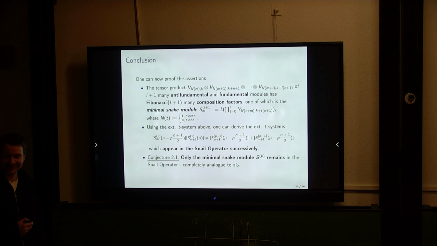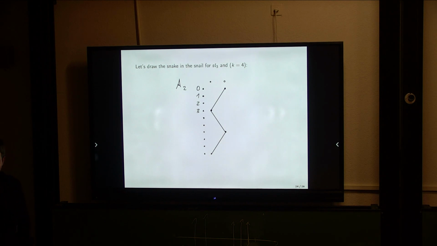Okay, but in comparison, in the previous Snell construction there was a whole zoo of these representations. Here one term survives, so I don't understand. Let me just draw the snake in the snail. I take SL3 and k equals 4, and then it looks like this. Maybe this is a good end.